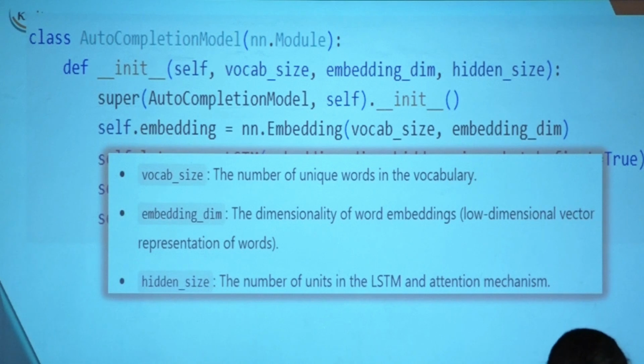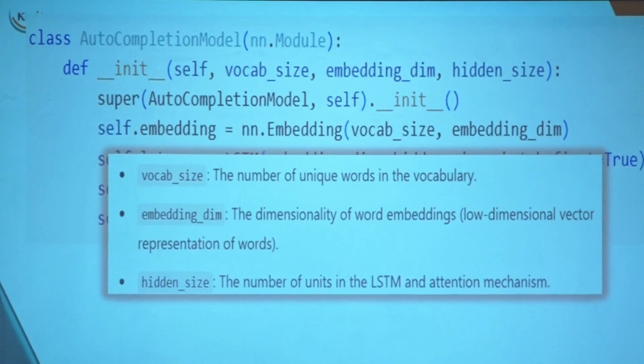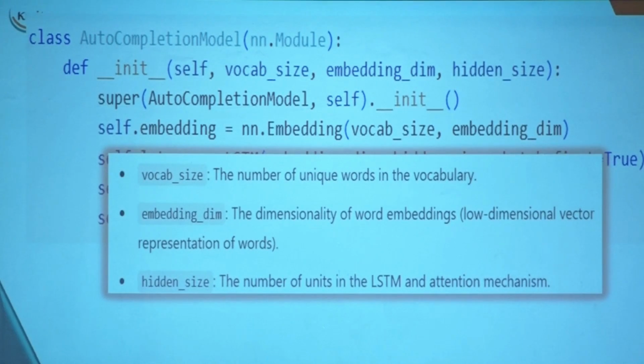So now, what I am doing here is, vocab size is the number of unique tokens that you have in your vocabulary. Embedding dimension is the dimensionality of word embeddings, meaning every word should be converted into a vector of what dimension. Next is hidden size, the number of units that you will be using for your LSTM and attention mechanism. And for the attention mechanism because the outputs of the LSTM will be hidden states, and those hidden states serve as query, key and value for your attention mechanism. That's why hidden size will be valid for both the LSTM as well as the attention mechanism.